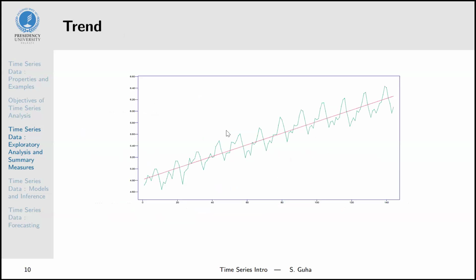So let us see, what do I mean by a trend? So this is an example of a time series data. So can you see that if I talk about what is the long-term smooth behavior of the trend, I can draw a straight line, and that straight line gives me a long-term smooth behavior. So this is basically the trend. Okay, is it okay?